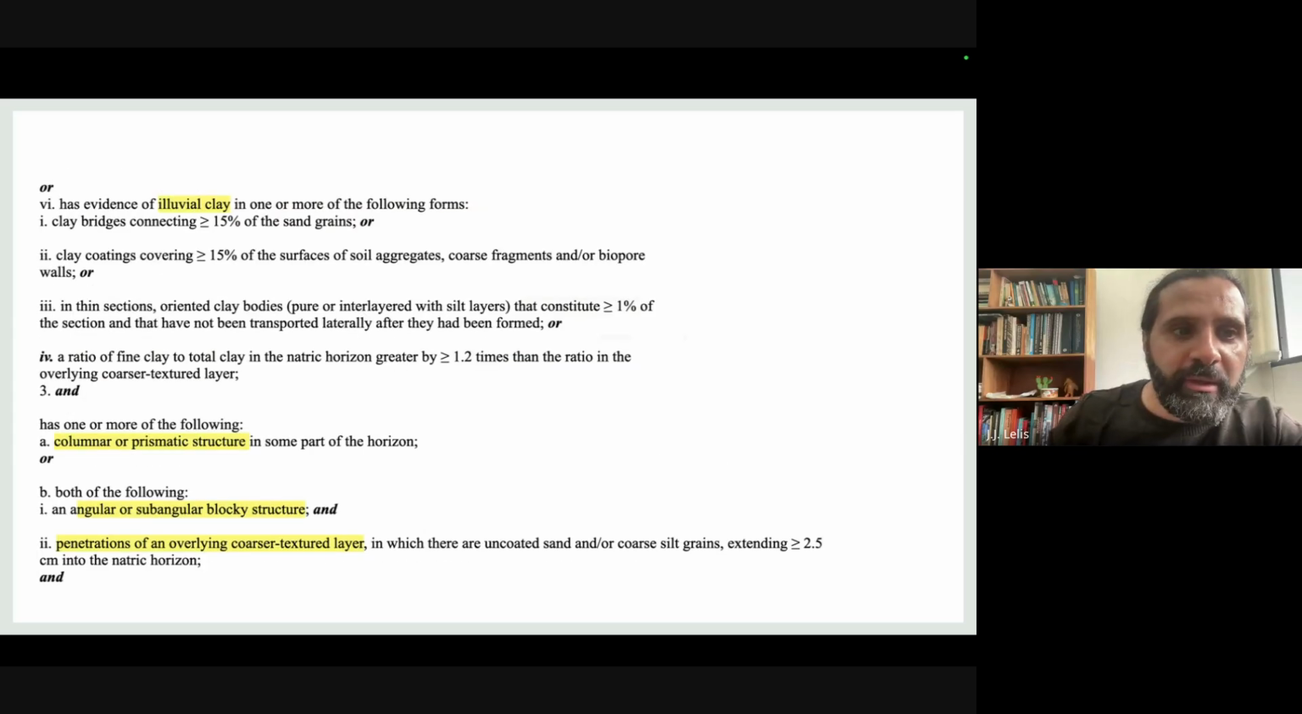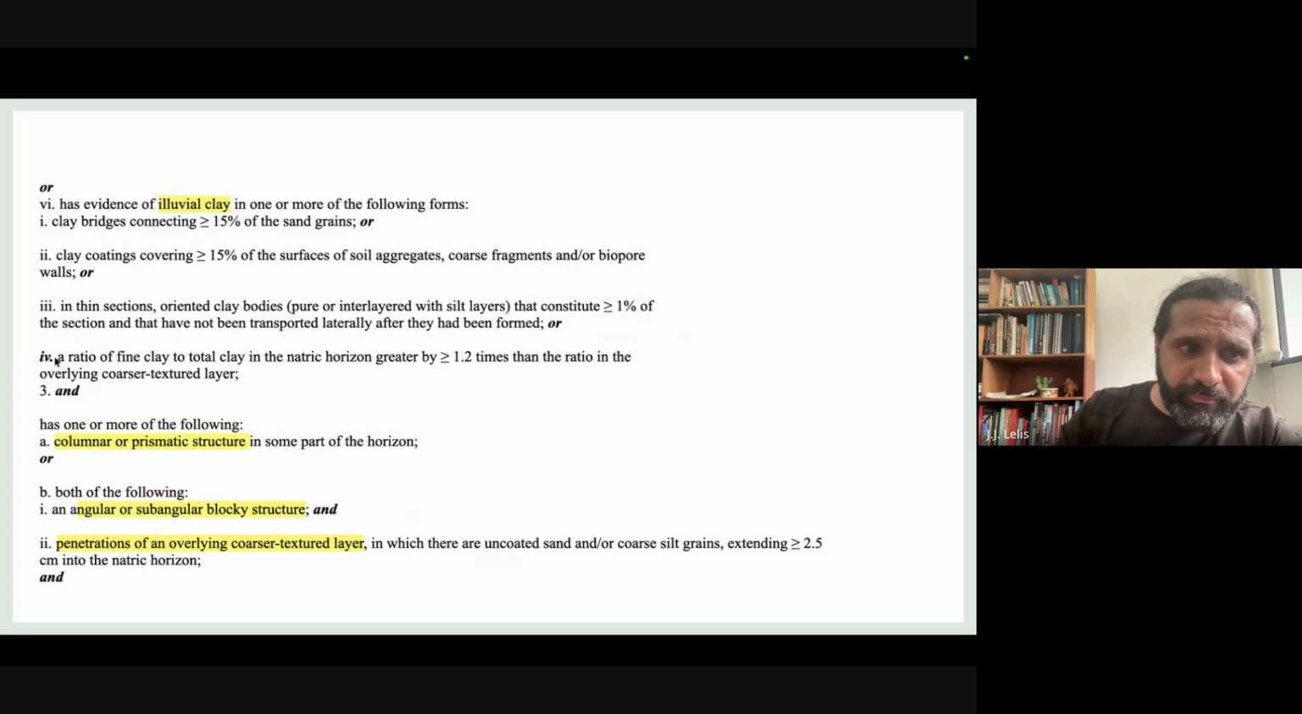Which others? Well, we also could register some features that express illuvial clay. Okay, for example, clay bridges connecting some sand grains, at least 15%, clay coverings, covering some aggregates, some peds, some pore fragments, or even biopores. It's a minimum of 15% too, or we can see some features in thin sections that also express this clay migration, okay?